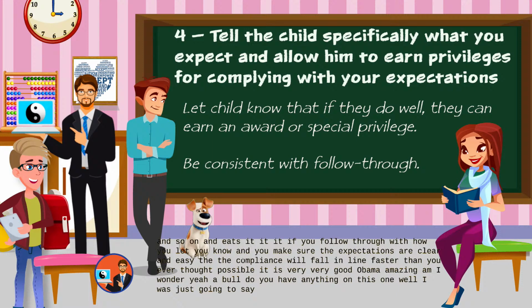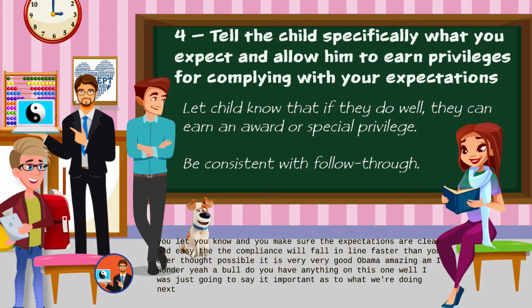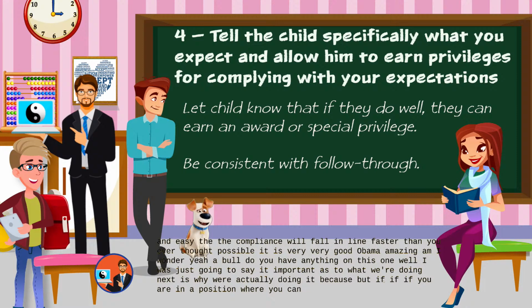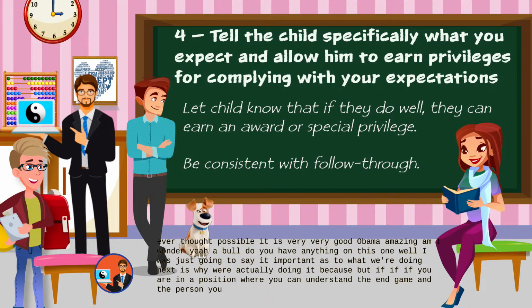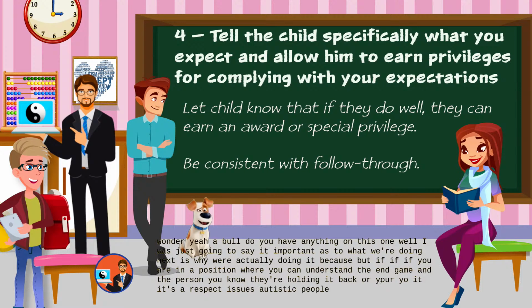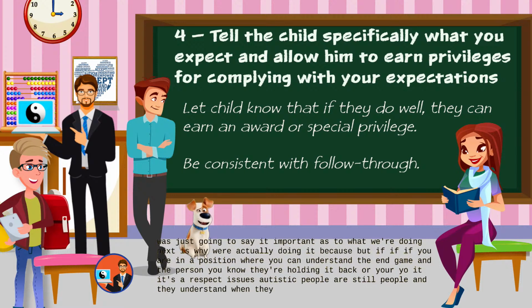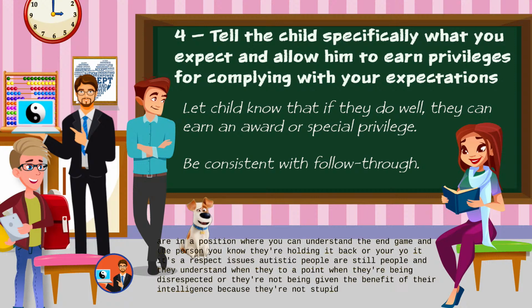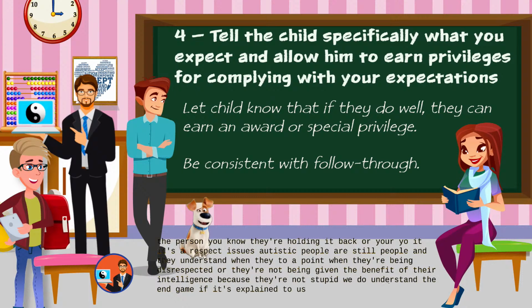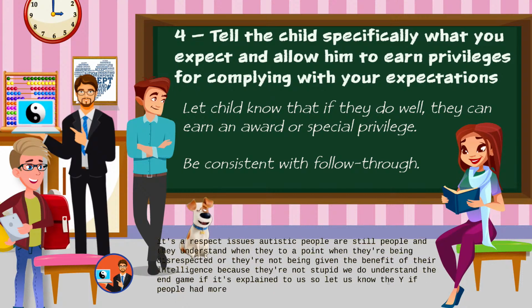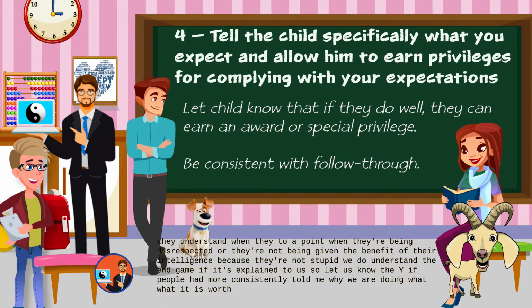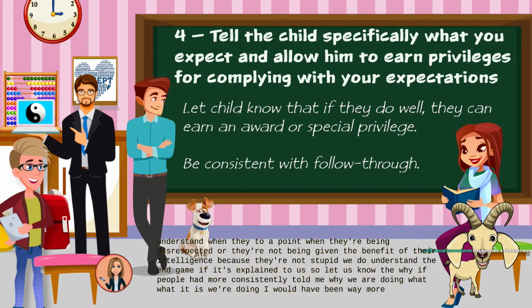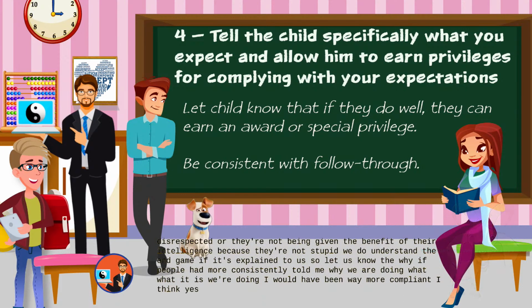Well, I was just going to say, as important as what we're doing next is why we're actually doing it. Because if you can understand the end game, it's a respect issue. Autistic people are still people, and they understand when they're being disrespected or not being given the benefit of their intelligence, because they're not stupid. We do understand the end game if it's explained to us. So let us know the why. If people had more consistently told me why we are doing what we're doing, I would have been way more compliant, I think. Yes, I think so too. I totally agree.